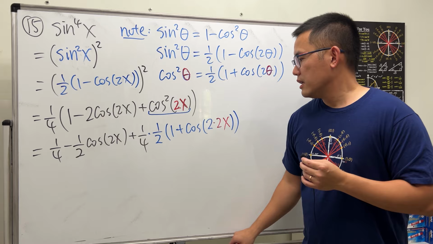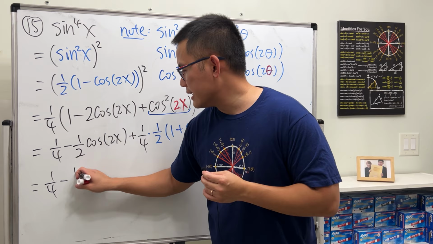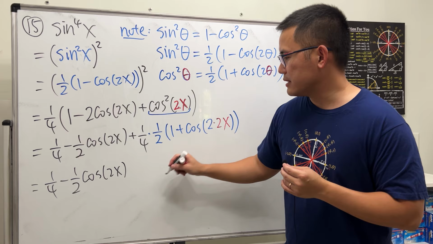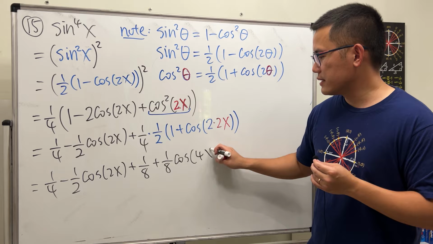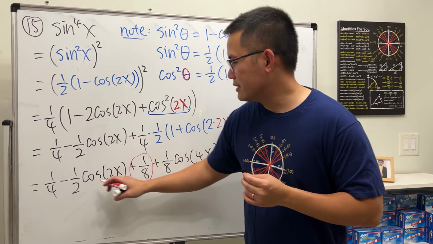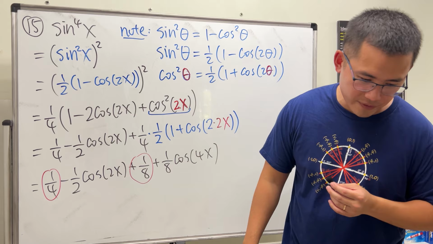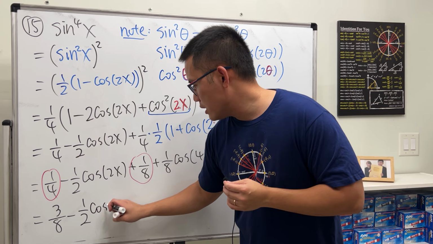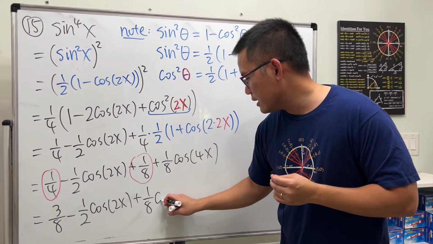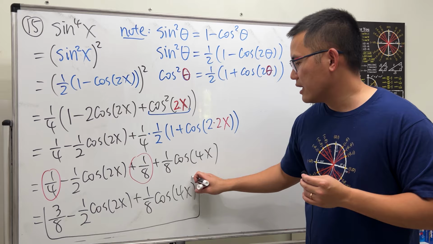And now, of course, this part we can combine. So 1 over 4 minus 1 half cosine of 2x. This is 1 over 8 times that is plus 1 over 8. This times that is plus 1 over 8. And then cosine of this and that is, of course, 4x. And now we're almost done, except for we have to combine this and that fraction. Just do that on your own. And I wrote down the fraction first. So we have 3 over 8, and then the rest is just the same thing, minus 1 half cosine of 2x, and then plus 1 over 8 cosine of 4x. That being said, we are done.